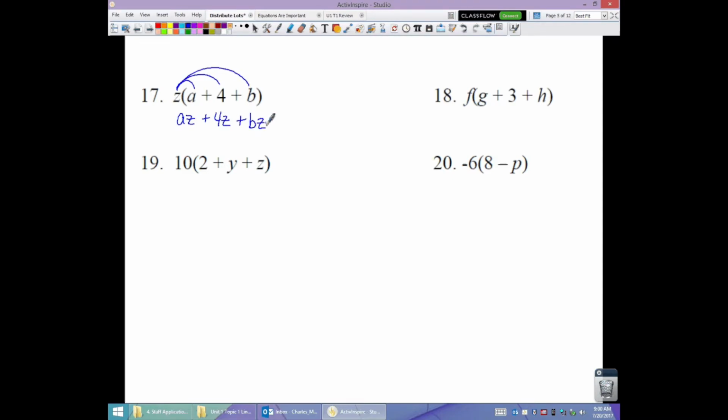Now, I guess this is as good a time as any to talk about when we're multiplying two variables, it's not incorrect to write it as ZA. I wrote AZ because the standard way is to always, when you have more than one variable, to write them in alphabetical order. So that's why I wrote AZ and BZ. A number times a variable, the standard way is to write the number, which is called the coefficient, in front of the variable.